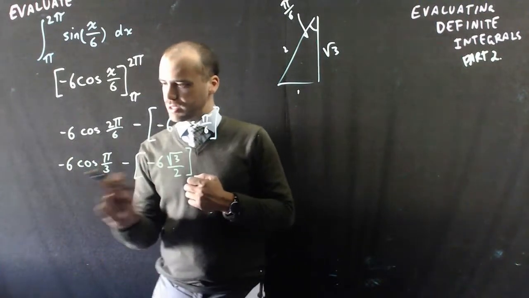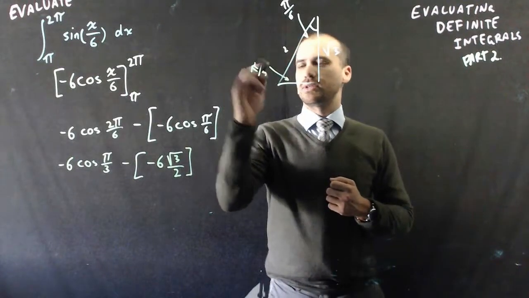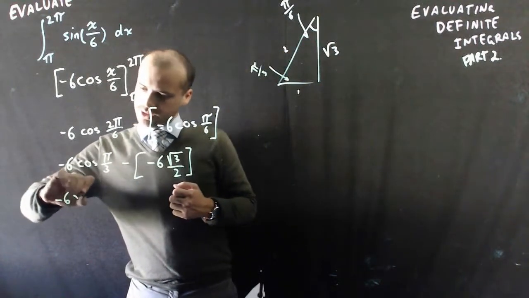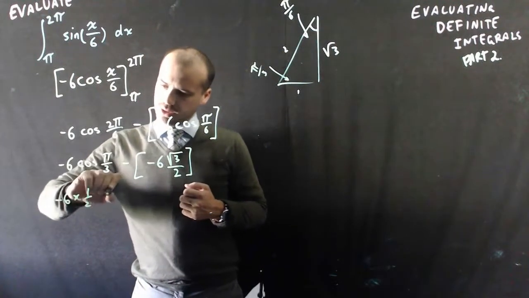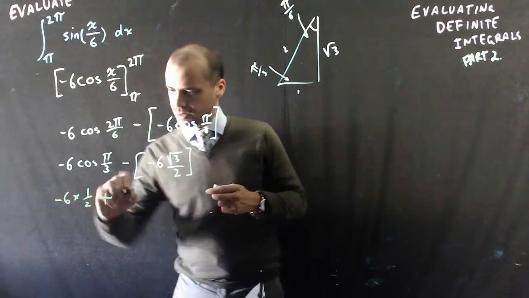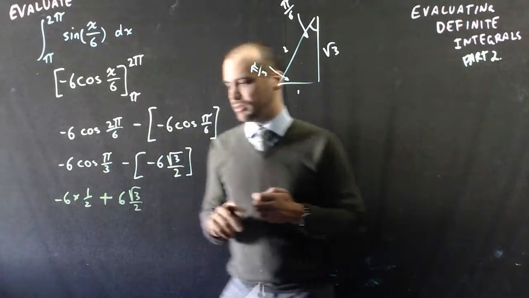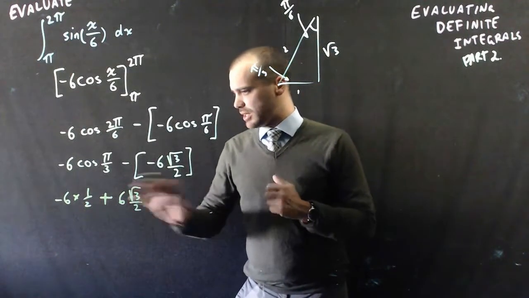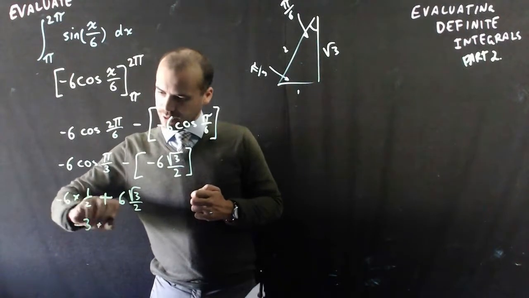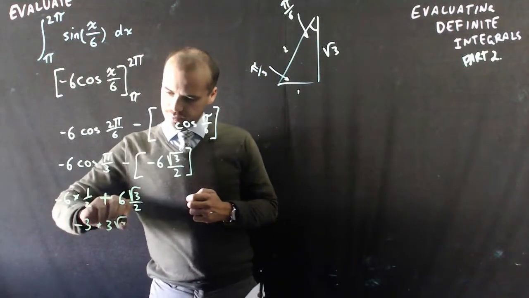And now I need to know what cos pi on 3 is as well. That's pi on 3 there. Adjacent over hypotenuse, so 1/2. So it's negative 6 times 1/2 minus all of that. So minus minus, which means it's plus 6 root 3 on 2. Okay, so negative 6 times 1/2 is negative 3, plus 6 divided by 2 is 3, plus 3 root 3.